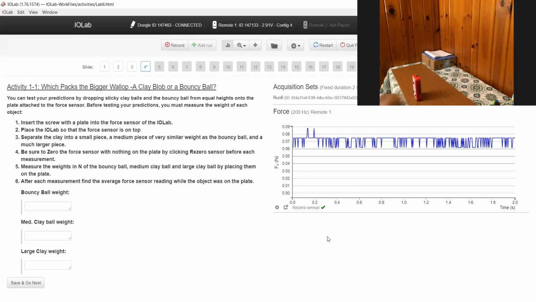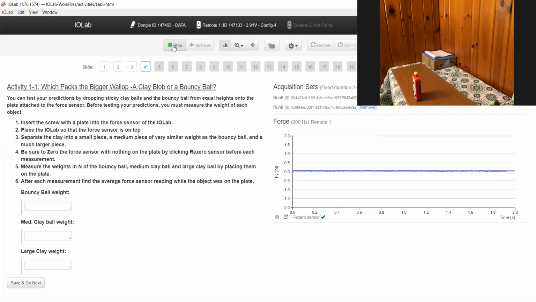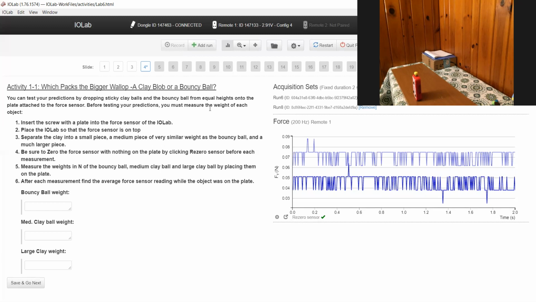Then we can weigh our clay ball now, a medium sized clay ball, similar to the weight of the bouncy ball that I have made. Click on record. The weight has to be fixed, but don't take it too high, because it's not good for the IOLab. You might use a different bouncy ball or a different size of clay. Let's measure this weight, kind of similar. If it's not the same, that's fine, some deviation is okay. 0.05, 0.07, that's okay.